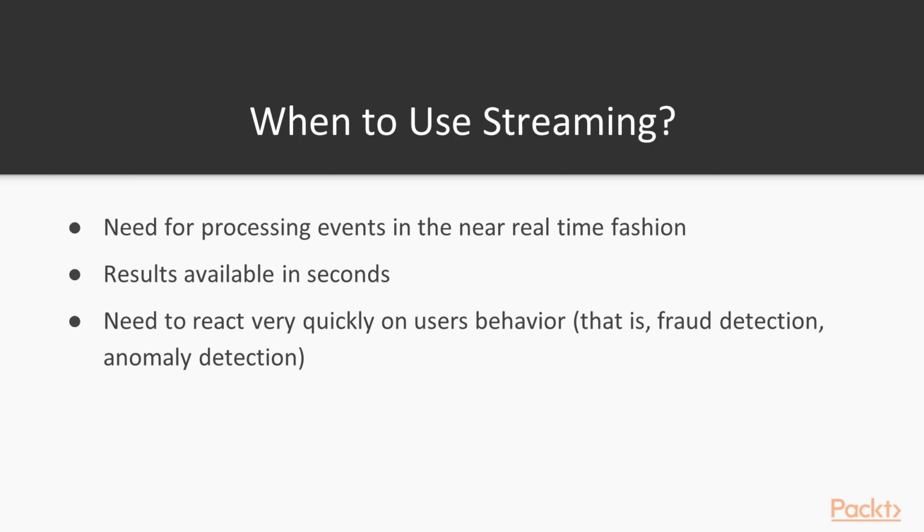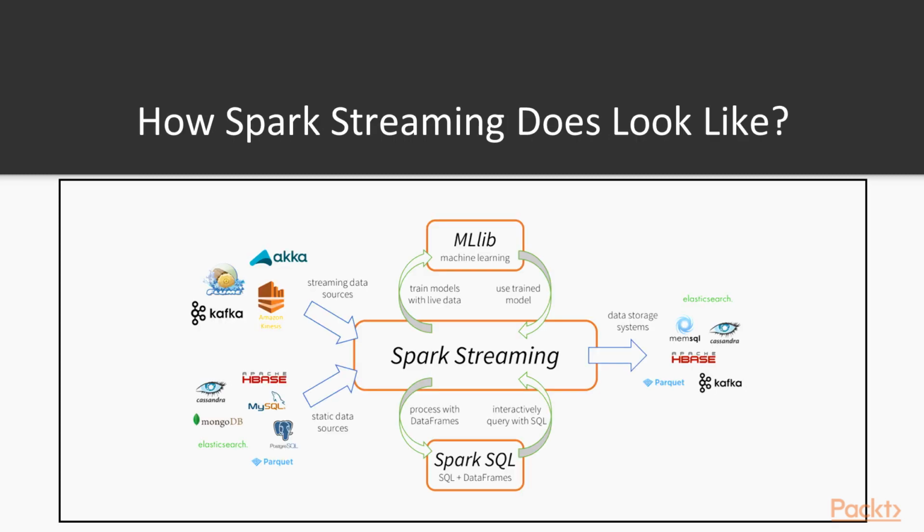So when to use streaming? We can use streaming if there is a need for processing events in a near real-time fashion. If we need results to be available in seconds, then we need to perform some kind of streaming. And if we need to react very quickly to users' behavior, for example if you want to employ fraud detection or anomaly detection. And let's look at what Spark Streaming looks like.